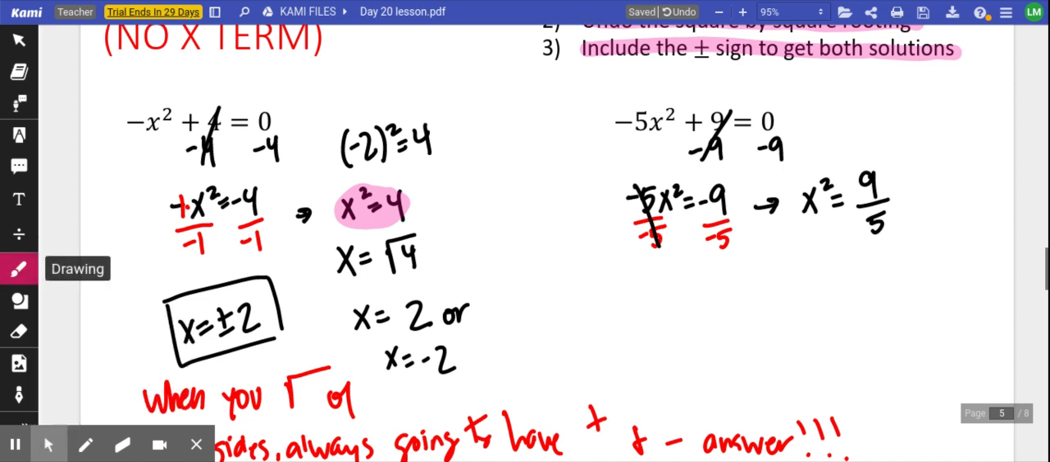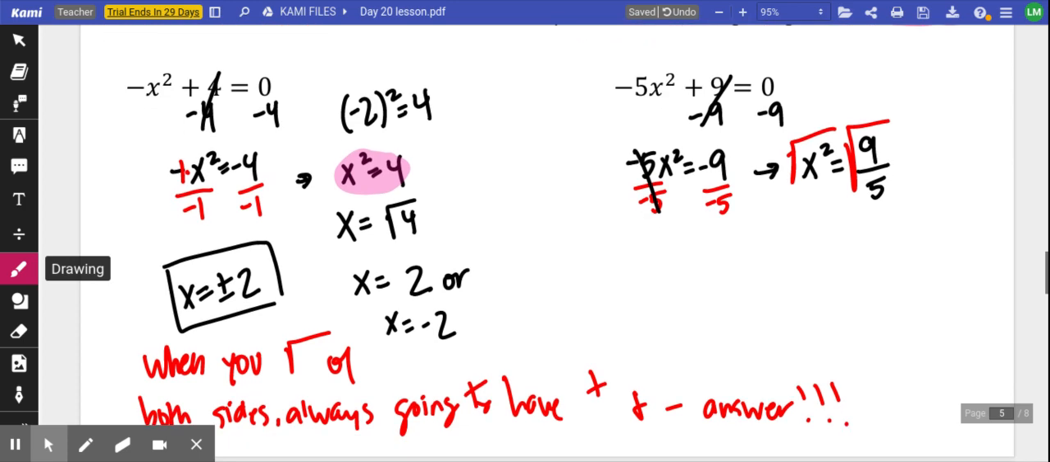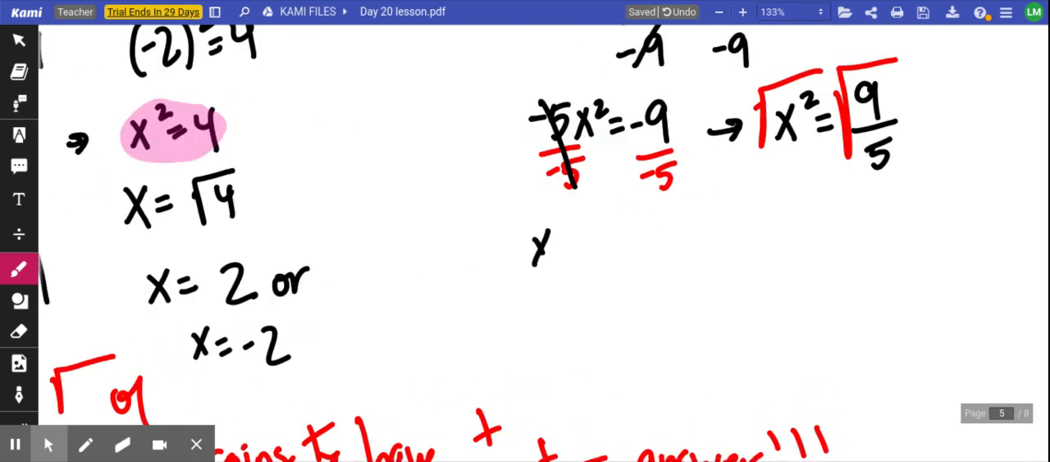All right, at this point, we just have x squared equals a number. I need to isolate x, right? I'm just trying to get x equals, so I'm going to undo that square. And now I have x equals plus or minus, right? Throw that plus or minus in right at this step, and don't forget it the whole way out. The square root of 9 over 5.